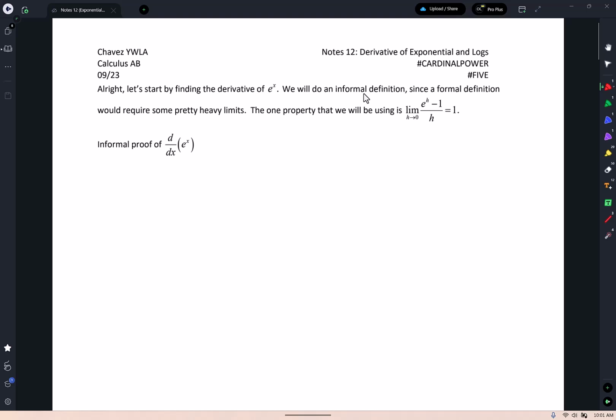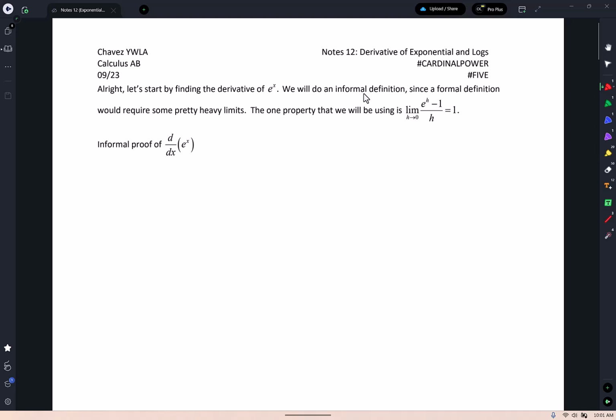So this is the last subtopic of Unit 2. Well, not the last one technically, but this is the last subtopic that we haven't covered from Unit 2. We've already covered all the other topics on Unit 2. So we're just going to do the derivative of exponentials and the derivative of logarithms.